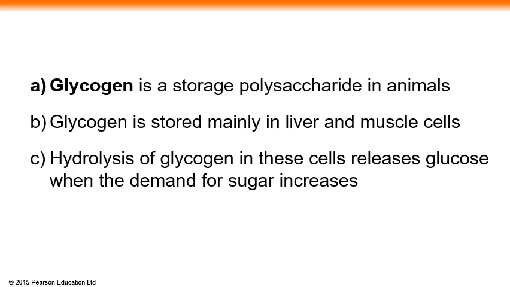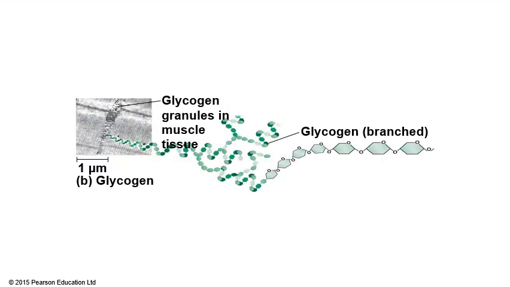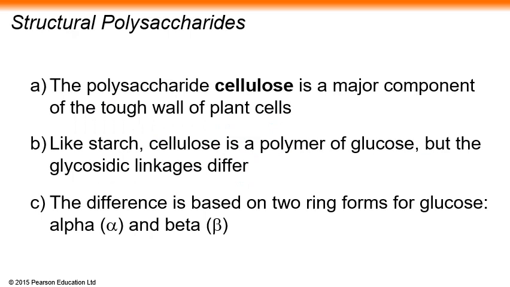Glycogen is stored mainly in liver and muscle cells. Hydrolysis of glycogen in these cells releases glucose when the demand for sugar increases. This one shows you the glycogen granules in muscle tissue, highly branched glycogen molecules. Storage polysaccharides like starch, as amylose or amylopectin, or glycogen, are the source of energy.